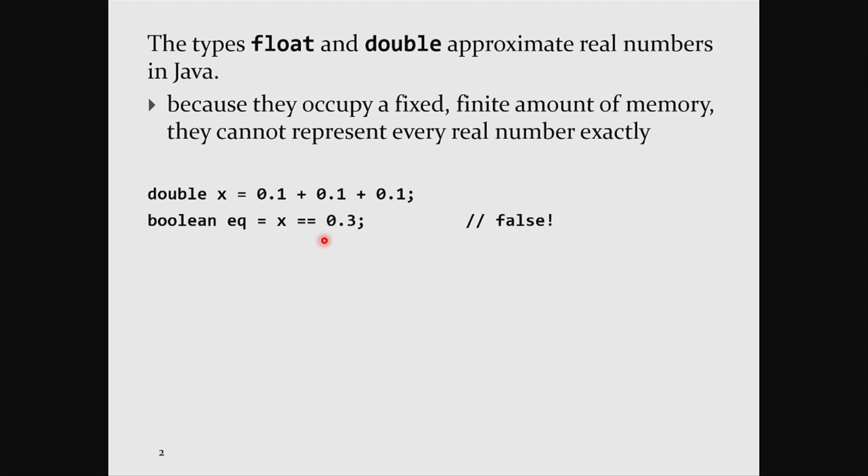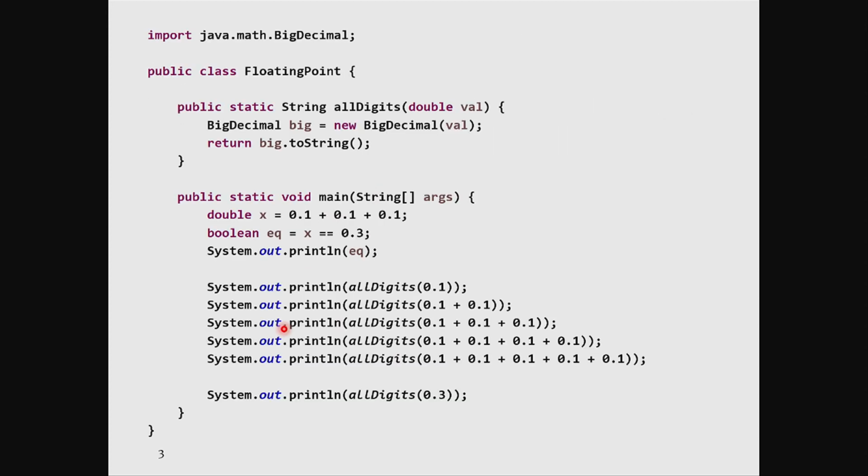So why does all of this happen? There's this little program here. If you run it, you'll see what the actual value of 0.1 is, right here. What the actual value of 0.1 plus 0.1 is, and so on and so on.